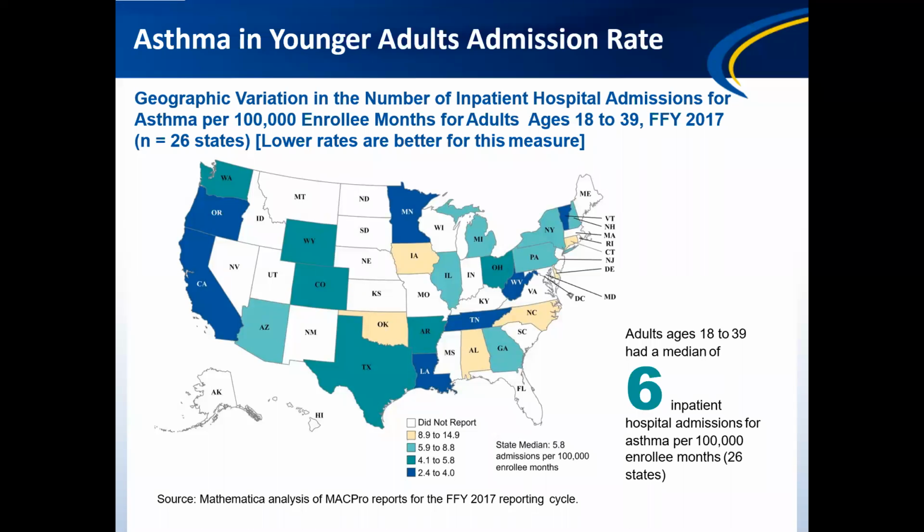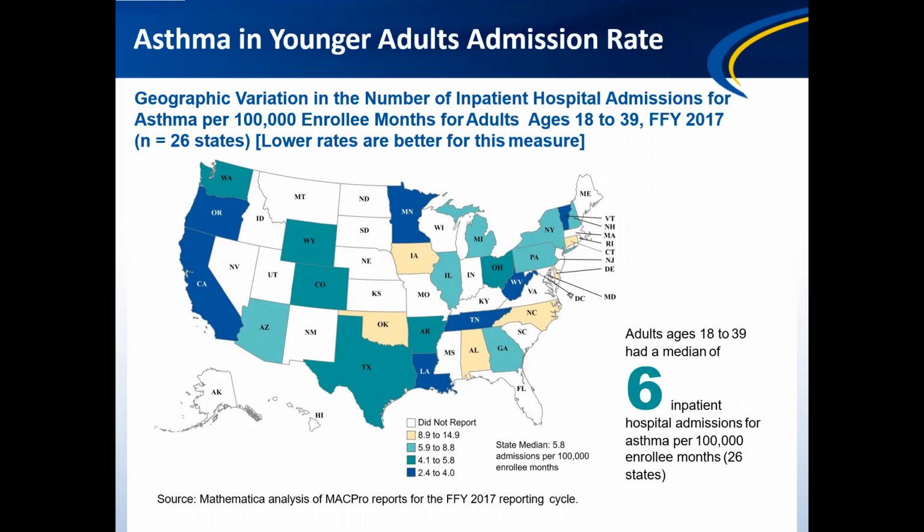So you want it to be very low, and the median you can see there is just 6 inpatient admissions per 100,000 enrollee months. So that is pretty low and pretty good, but what you can see in the map is there's a lot of variation, and that can be really helpful to states to get a sense of how they compare to whatever states you find as peers. This can be a helpful way of benchmarking and setting goals or targets, especially for a measure like this when ultimately you want it to be 0, but you're trying to figure out what is a reasonable target to set for yourself.